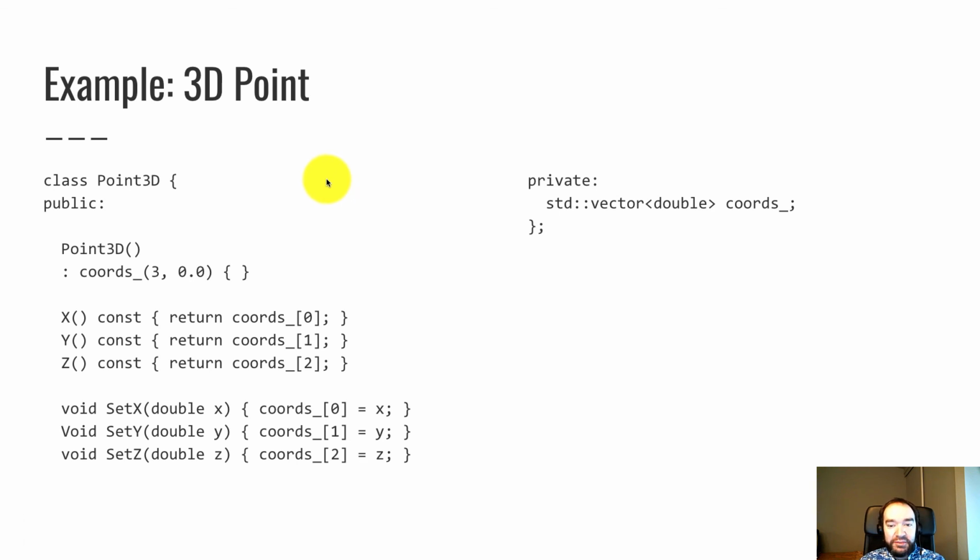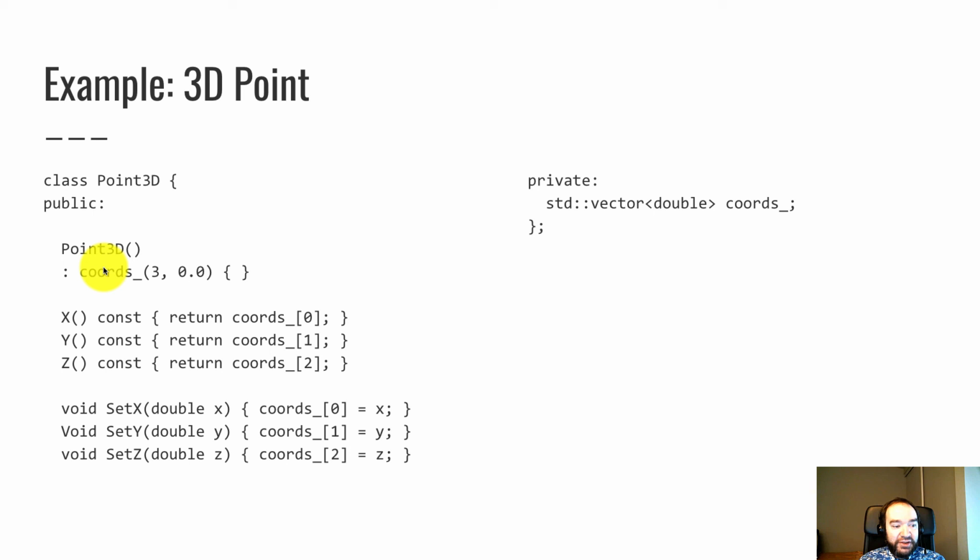Here's what the code would end up looking like. It's pretty straightforward. So I've got my class Point3D. I have a standard vector of double called coords. That's the data structure that's doing the actual work of storing the XYZ coordinates. So once I have this vector, vectors are powerful things. We've gone through all their capabilities. It's pretty easy to make this class.